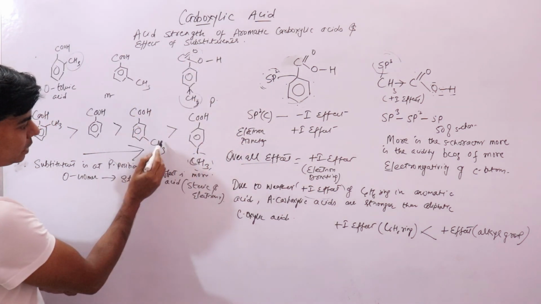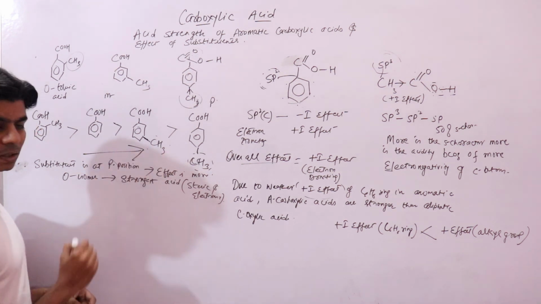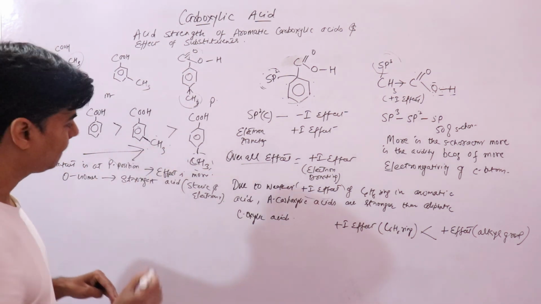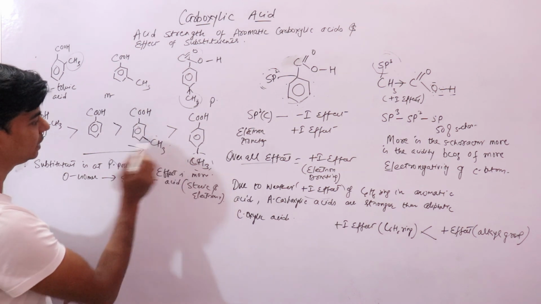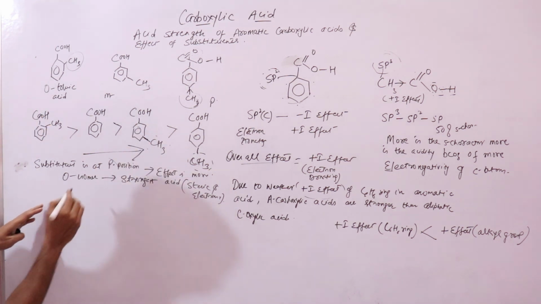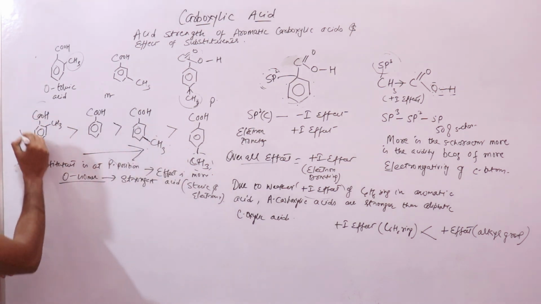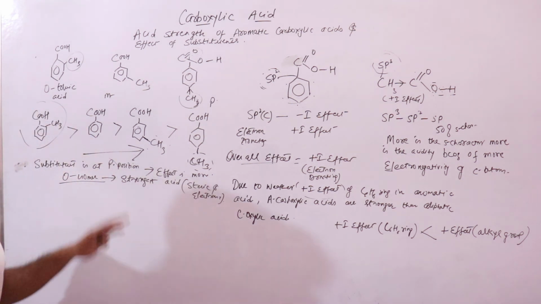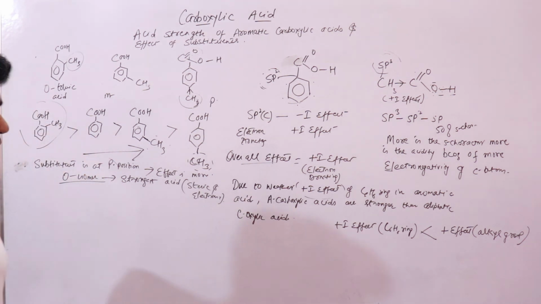But when the substituent is present at meta position, its effect is less, right? So this is a stronger acid than this. And when you have an ortho isomer, it will make the acid the strongest acid, right? This is important. Now let's look at electron withdrawing substituent.